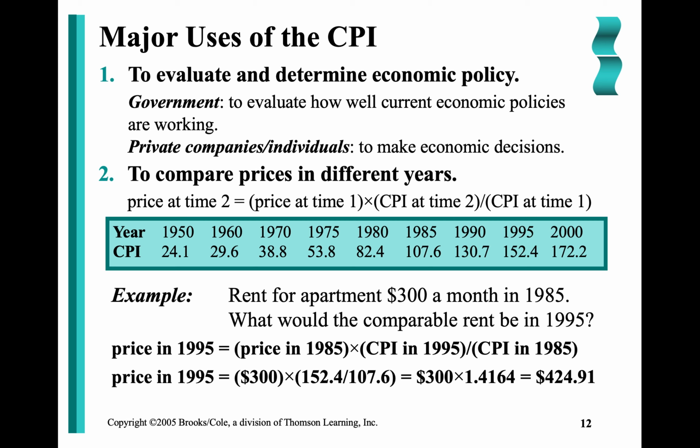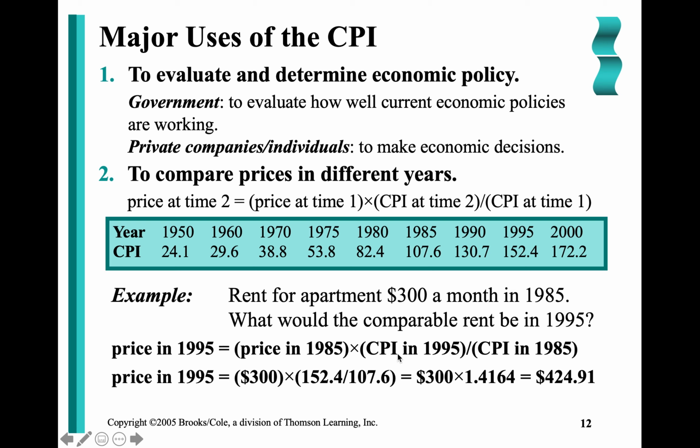Our second, to compare prices in different years. If I was renting an apartment for $300 in 1985, what would be the comparable rent in 1995? Well, I can't say that I want to spend $300 10 years later. The value of the dollar has decreased over time. What you could buy for $1 in 1985, you couldn't buy for $1 in 1995. So adjusting for that inflation, what would that rent be in 1995?